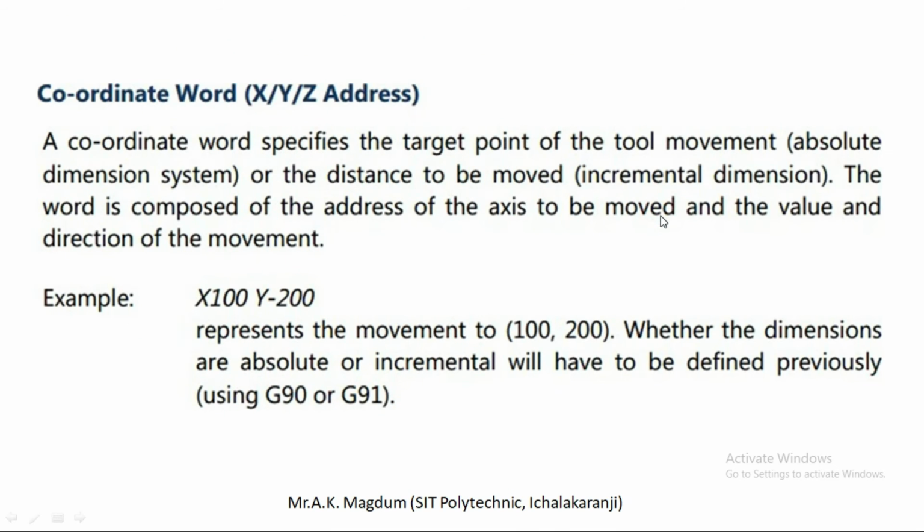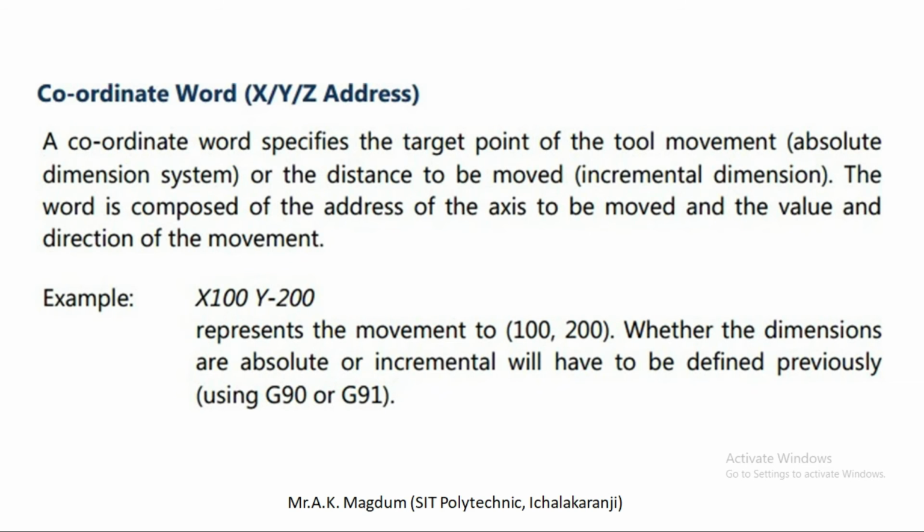Next, the coordinate words. No doubt X, Y, Z are the coordinate words or addresses generally used for preparation of the program. Here one example is given: X100 and Y minus 200. Before that, I will discuss the meaning of X100 and Y minus 200. They give the target point of the tool movement, whether in an absolute dimensioning system or an incremental dimensioning system. Which dimensioning method you want to follow must be mentioned at an initial stage. Then afterwards the machine movements are carried out.